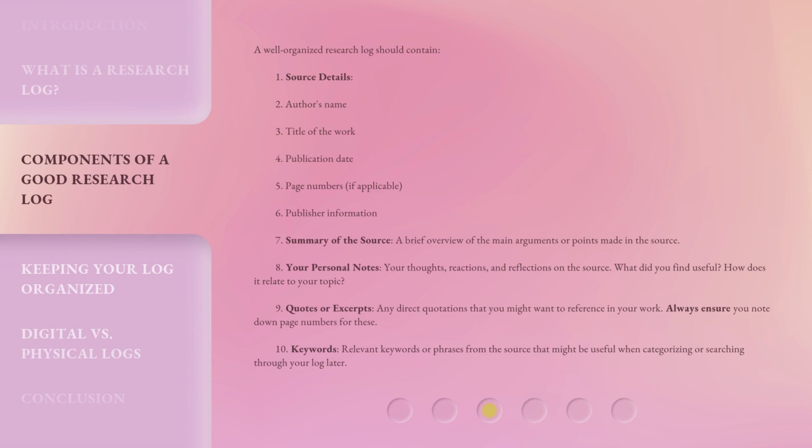A well-organized research log should contain 1. Source details. 2. Author's name. 3. Title of the work. 4. Publication date. 5. Page numbers, if applicable. 6. Publisher information. 7. Summary of the source, a brief overview of the main arguments or points made in the source. 8. Your personal notes, your thoughts, reactions, and reflections on the source.